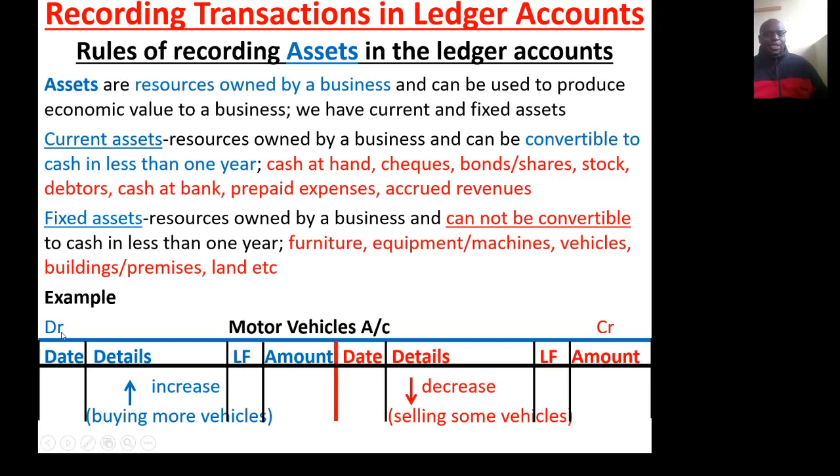On the DR side, we said that an increase in assets is recorded on the DR side and a decrease on the CR side. If we buy more vehicles and increase the number of vehicles in the business, we record their value on the debit side of the motor vehicle account. And when we sell some vehicles, probably they have outlived their purpose in the business, we record the value of those vehicles on the credit side.